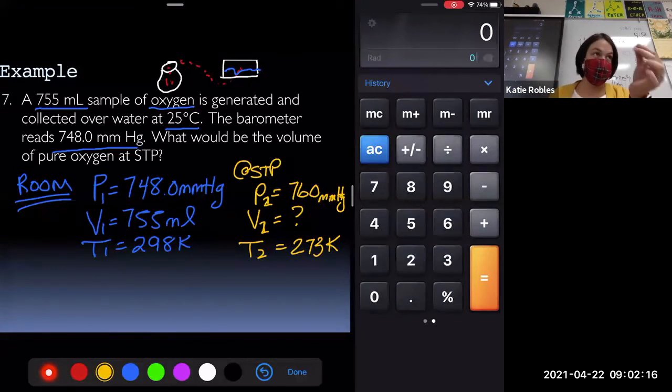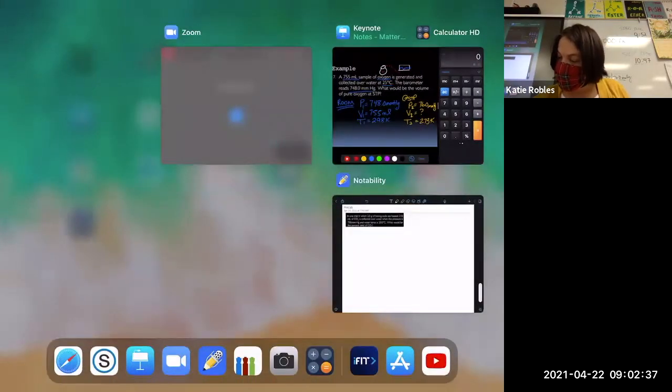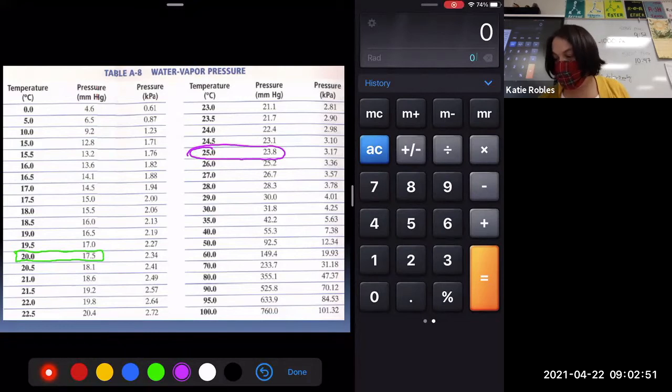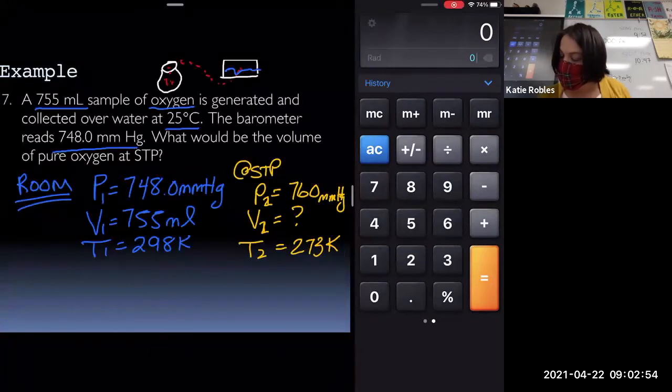But I've got one more little finicky thing not to forget about: the partial pressure of water. If I'm collecting oxygen gas, that's all fine and dandy, but I need to subtract the partial pressure of water. So 748 isn't going to be enough. The temperature is 25 degrees Celsius, so I need to go back to this table here and find out at 25 degrees Celsius, what is the partial pressure of water? And it turns out it's 23.8. So I need to subtract that.